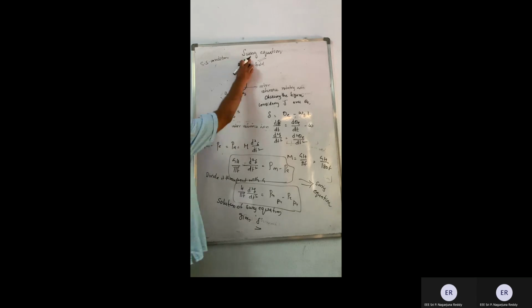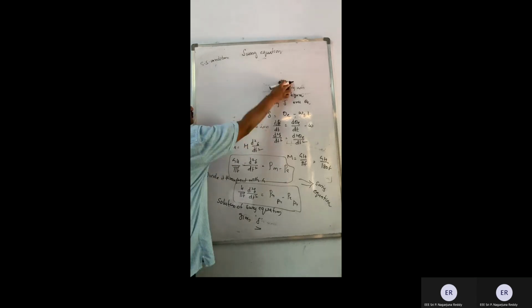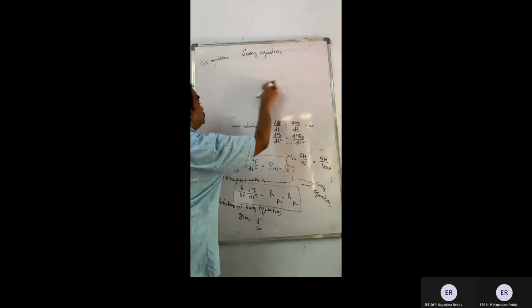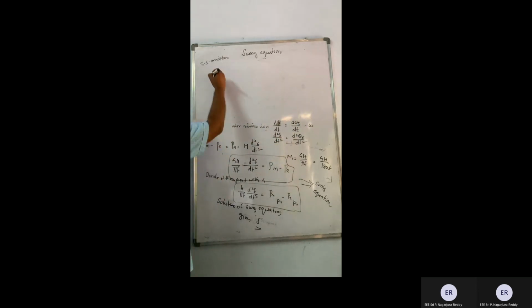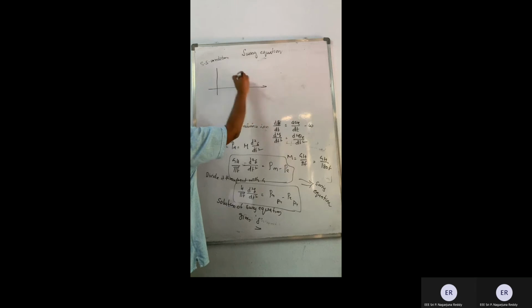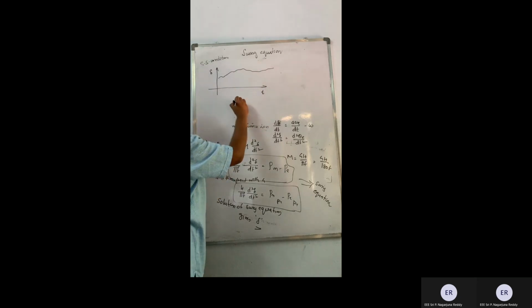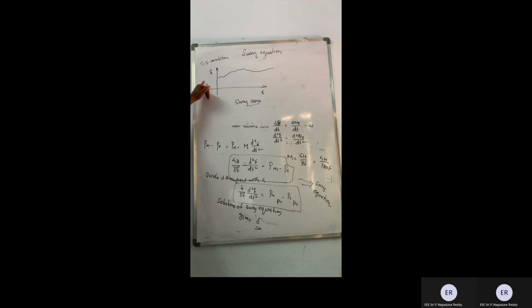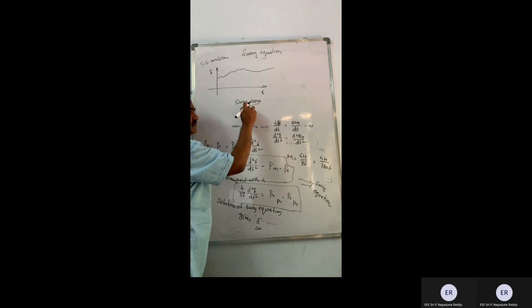Now if I plot delta with respect to time, the delta will be varying like this. This is called a swing curve. So what is significance of swing equation? It gives the values of delta through which we can plot the swing curve. Swing curve is delta with respect to time. Now, what are the advantages of swing curve?